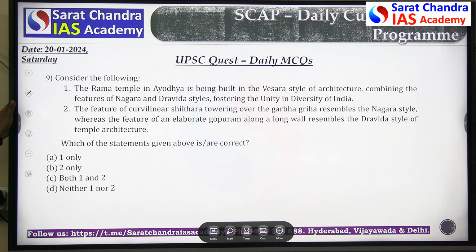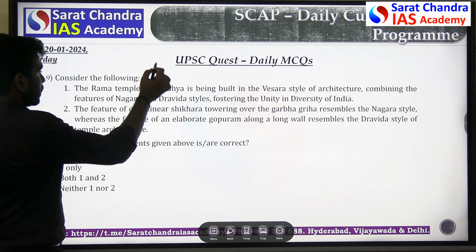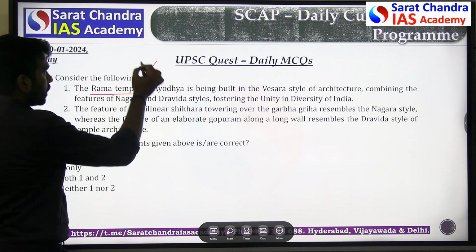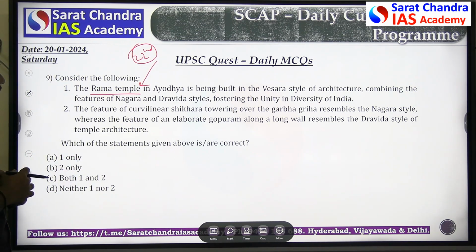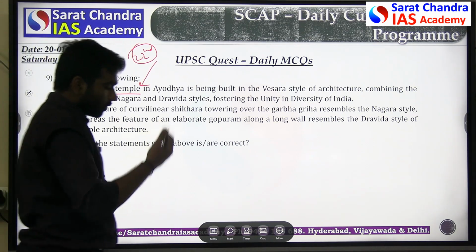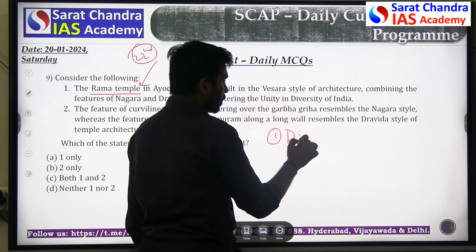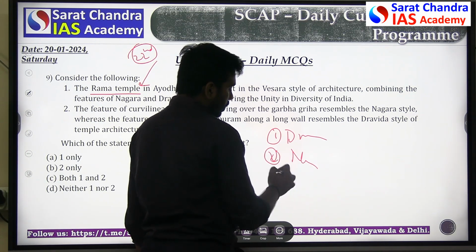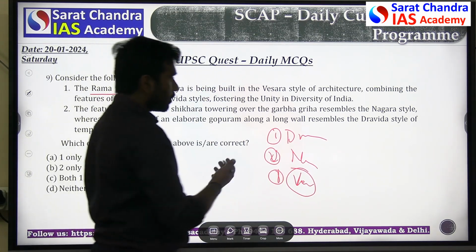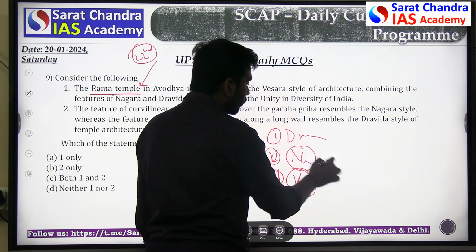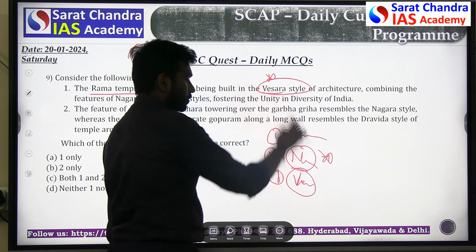Next, the Rama temple in Ayodhya is being built on Vaisara style of architecture, combining the features of Nagara and Dravida styles, fostering the unity and diversity of India. Yes, sir. There is an inauguration of the Ram temple in Ayodhya on the 22nd of this month. But the question is about the style of architecture. We know that there are three different styles of architecture. First one, Dravida style. Second one, Nagara style. Third one, Vaisara style. Our Ayodhya Ram temple is based on Nagara style of architecture, not Vaisara style. Okay, we all know that.